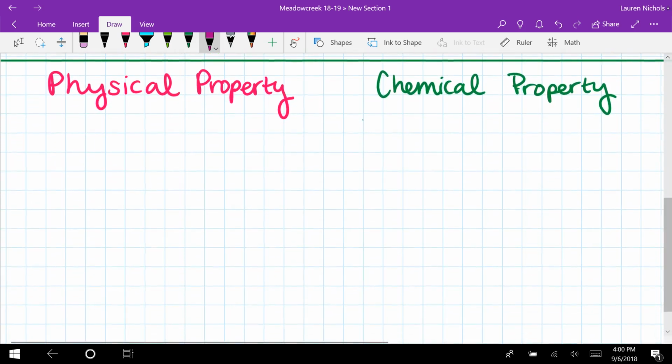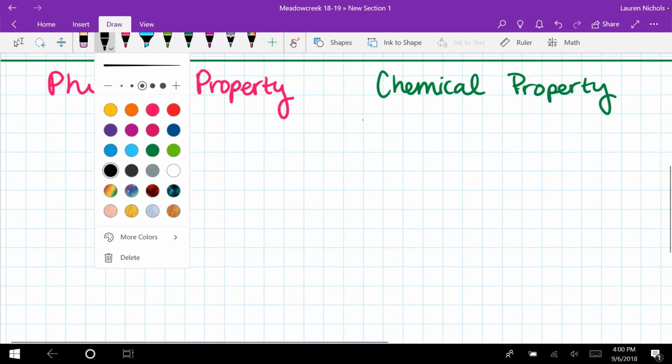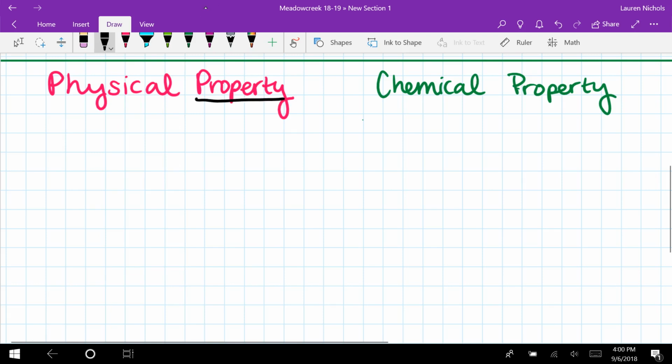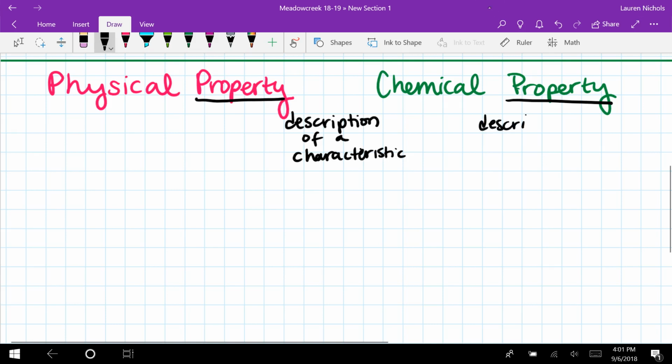Now I want to talk about physical and chemical properties. Similar to before, what is a property? A change was when something is different from before and after. A property is a description of a characteristic. I'm totally butchering that spelling, but you understand what I'm saying. Specifically, when we're looking at a chemical property, this is going to describe how it interacts with something else.